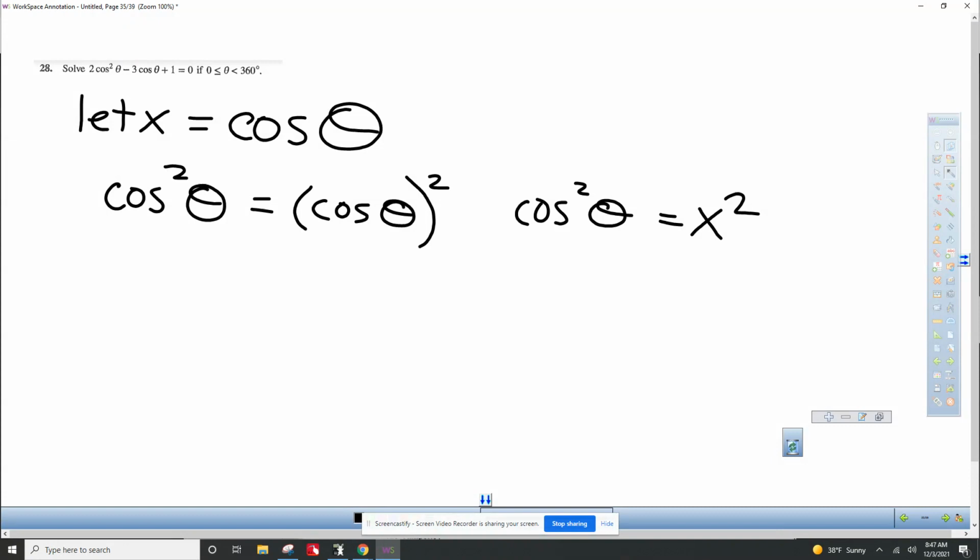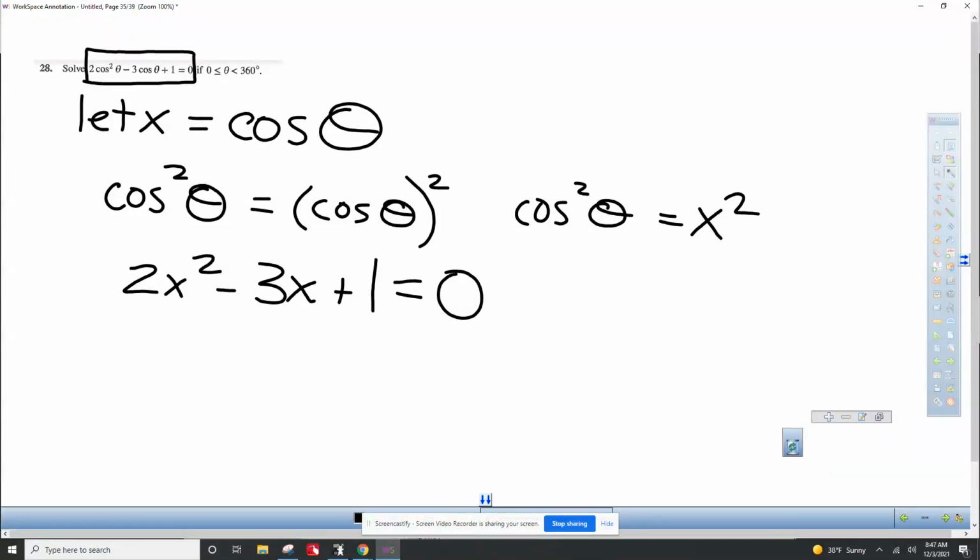All right, so now I'm going to rewrite this as 2x squared minus 3x plus 1 equals 0. Now that should be something that you guys recognize, whereas this, you're like, what on earth? So when you see something like that, what do you think? Factor, good. We need to factor that.